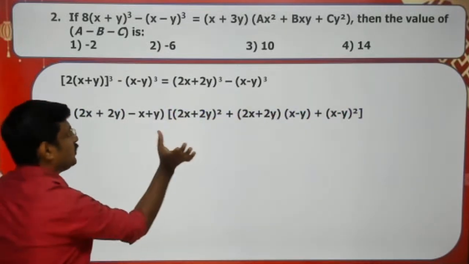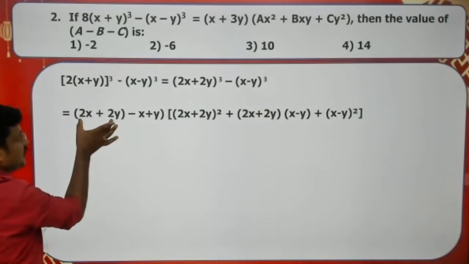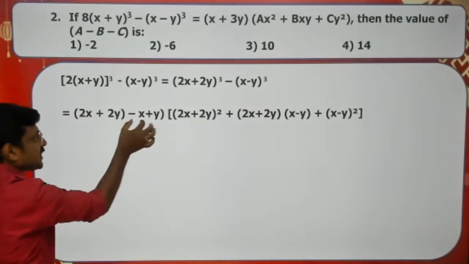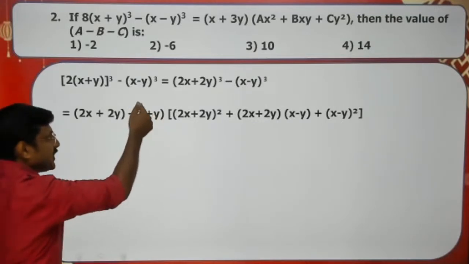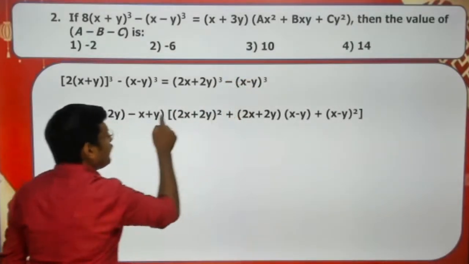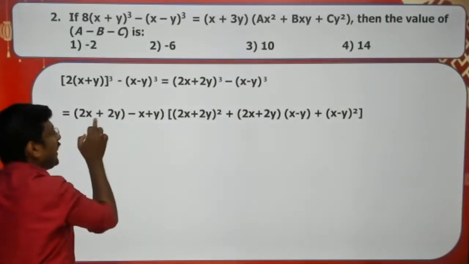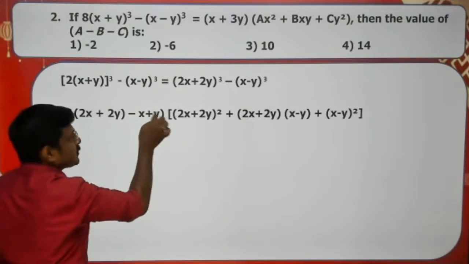A minus b into, listen, this is a and this is b, right? So a is 2x plus 2y, a minus b. The reason why we got this plus sign is that minus b has a bracket, right? On opening this, minus x minus into minus plus, that is why a minus b. So remember that on opening, it is x plus y.